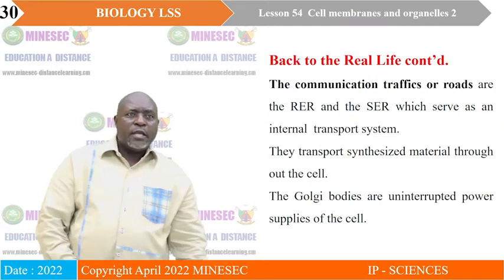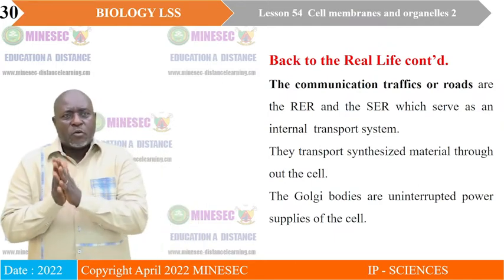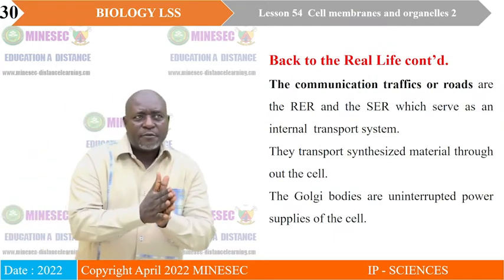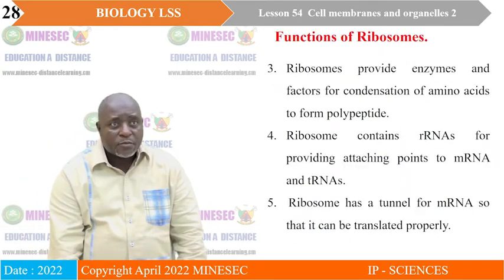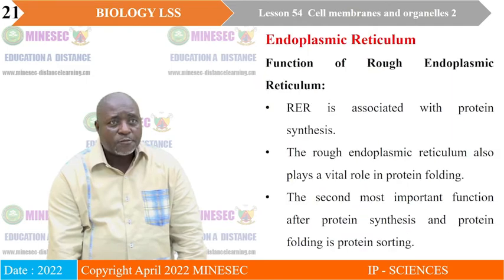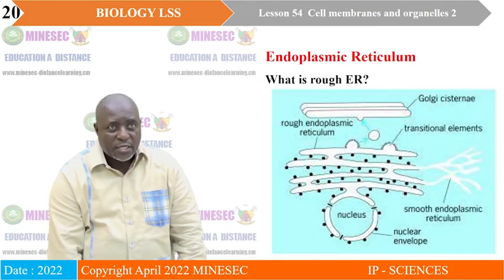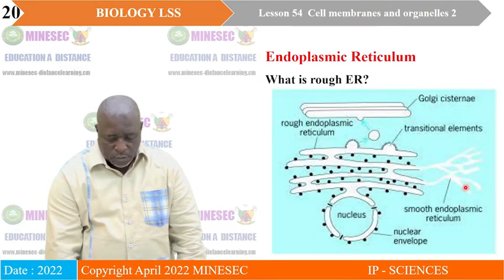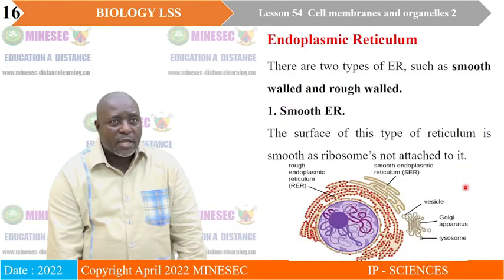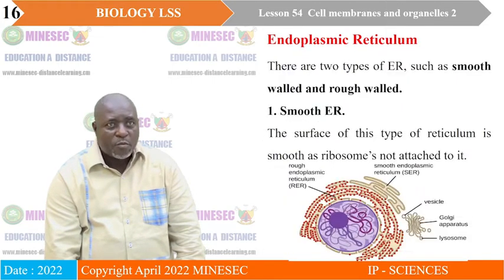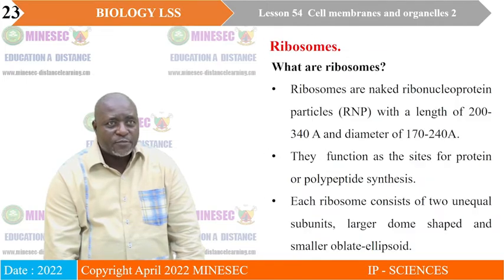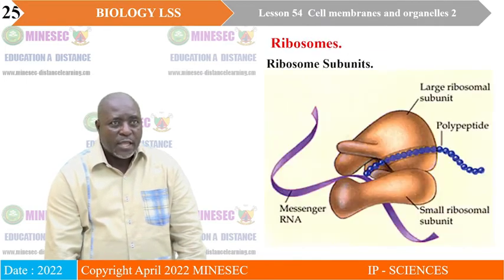So again, the communication traffic routes are the rough ER and the smooth ER. Remember that we saw in the diagrams a lot of communication pathways. Look at these channels. These are the communication canals. Look at this one. They are all there. Look at this other one, communication canals. So they have a system of communication, like roads within a city.